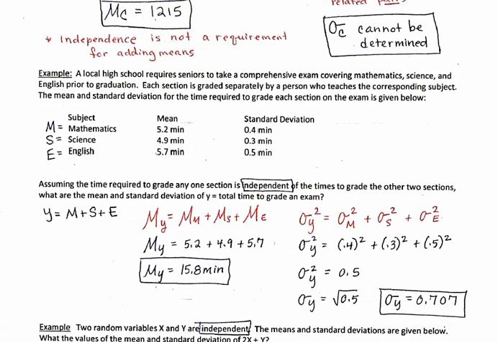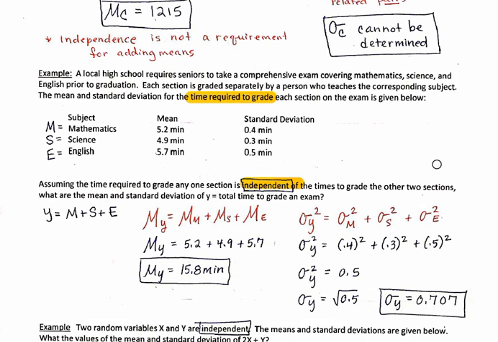All right. A local high school requires seniors to take a comprehensive exam covering mathematics, science, and English prior to graduation. Each section is graded separately by a person who teaches the corresponding subject. The mean and standard deviation for the time required to grade each section is given below. All right, so the time it takes to grade the math, the time it takes to grade the English, the time it grades the science, there's my mean and standard deviation. Assuming the time required to grade any one section is independent of the times to grade the other two sections, what are the mean and standard deviation of y, the total time to grade the exam?